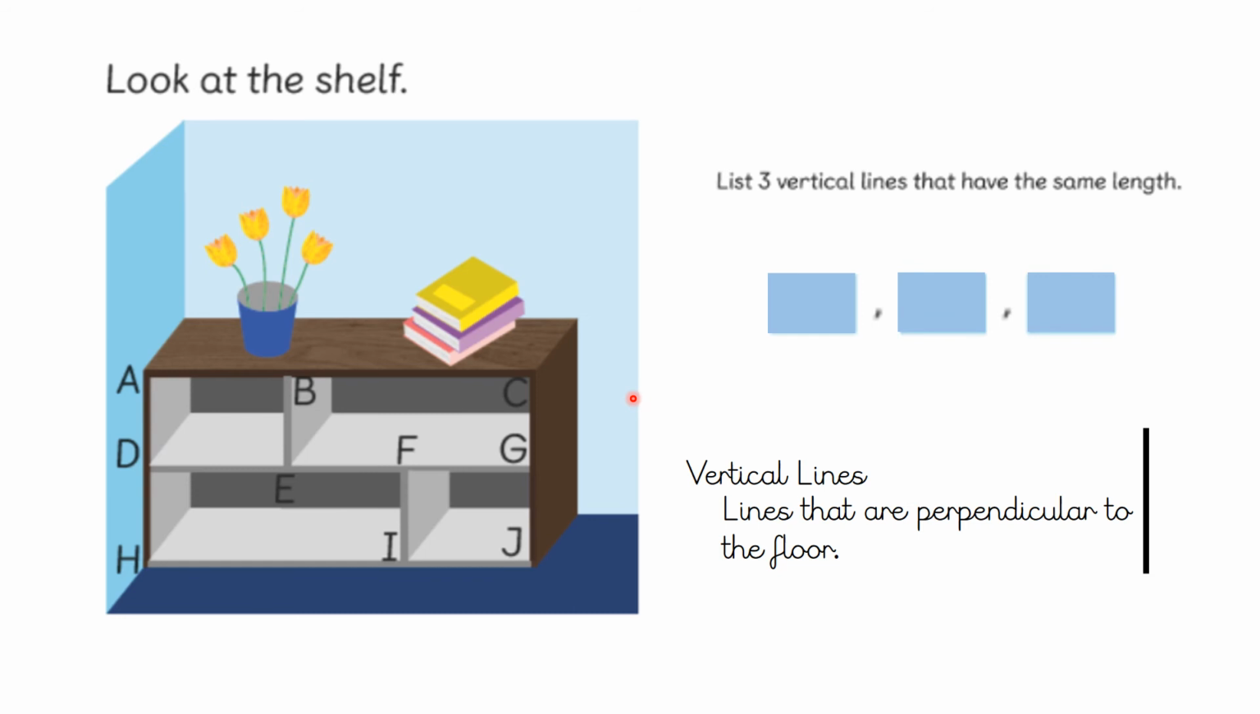Let's look at the lines that I found. We need to check that they are vertical lines and also that they are the same length. I found line AD, line BE and line CG. Pause the video and see if you can explain why I am correct.